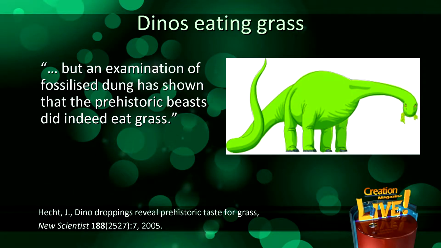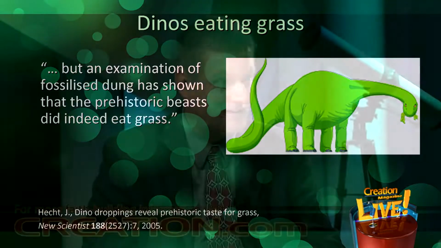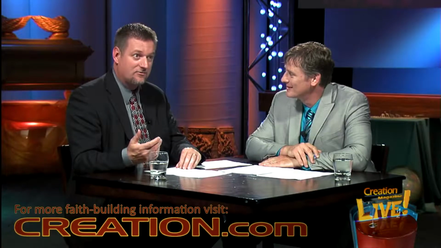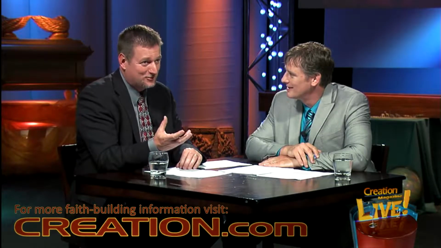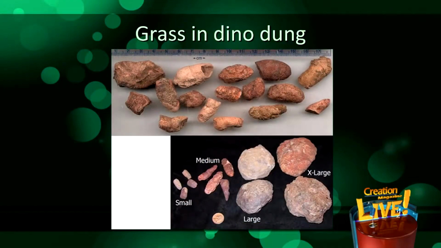But an examination of fossilized dung has shown that the prehistoric beasts did indeed eat grass. Grass has been found in fossilized coprolite, that's a polite word for fossilized dinosaur dung. Scientists can study that and find out what the animal ate, and grasses are there. Hey, dinosaurs ate grass. Grass was there when the dinosaurs were there.